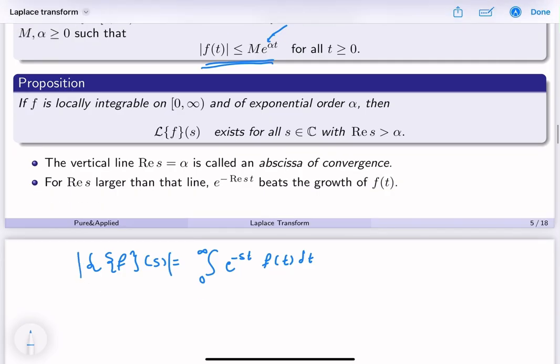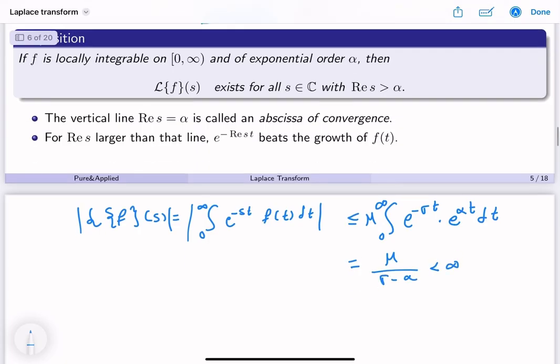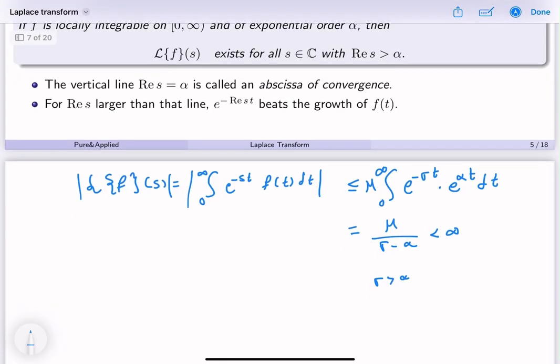And given what we know about f, given the niceness of f, we can bound this by the integral of e to the minus sigma t times e to the alpha t dt, with some constant M over here. And then this basically is the value M over sigma minus alpha, which is finite. I'm going to leave it to you as an exercise to figure out where we've used the fact that sigma is bigger than alpha, but that's not a hard thing to justify. And given that this integral converges, by something like the comparison test from calculus.